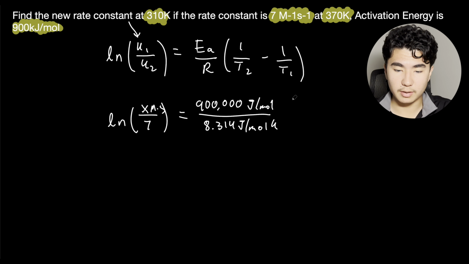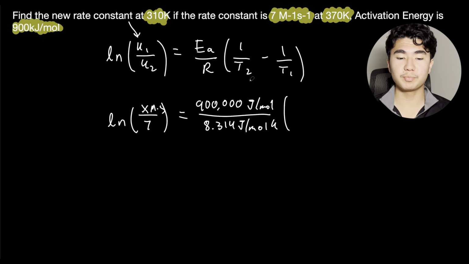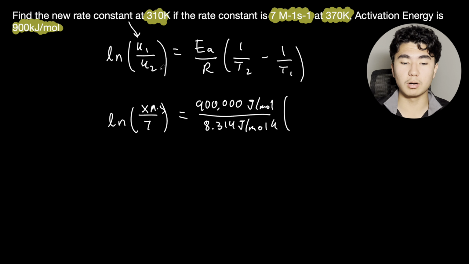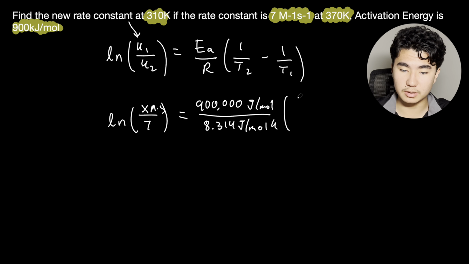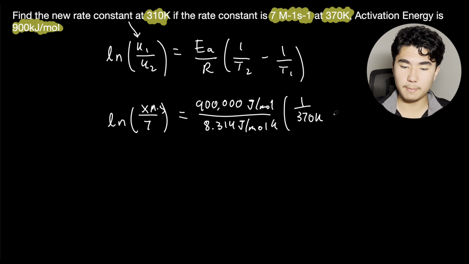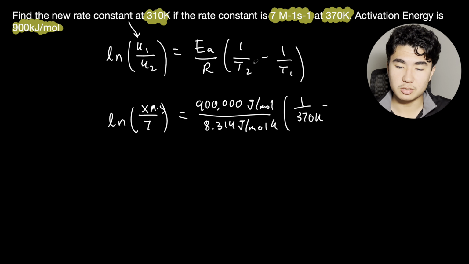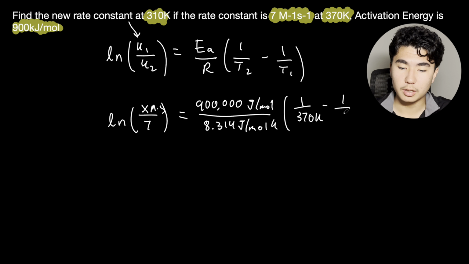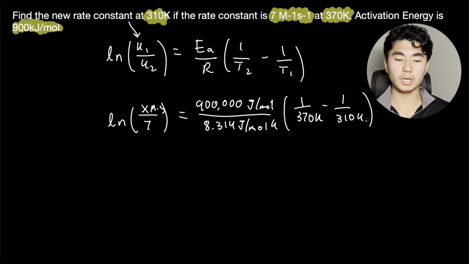Then it's 1 over T2. T2 correlates to our rate constant of K2, so that would be 370 Kelvin, minus 1 over T1. We're given the temperature for T1, but we're not given the rate constant, which we're trying to find. So it'd be 1 over 310 Kelvin. And we're trying to find x.